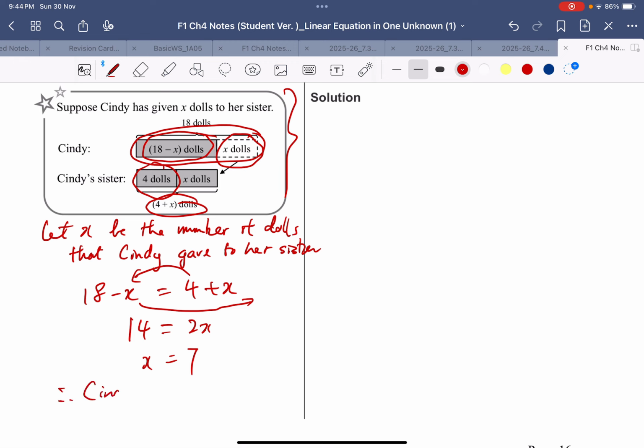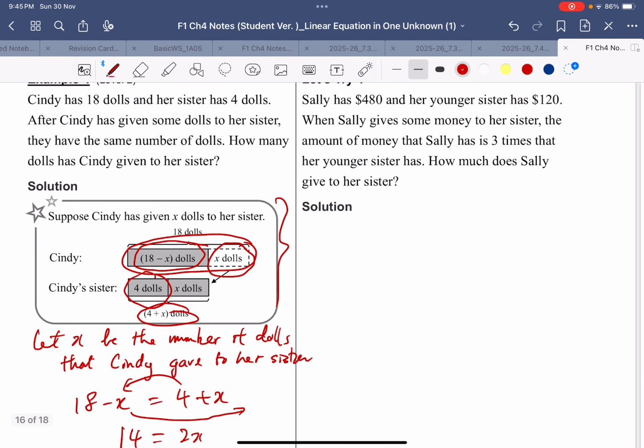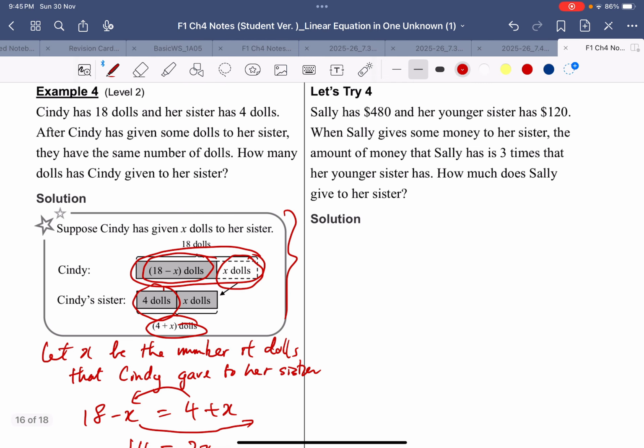So Cindy has given 7 doors to her sister. Okay. And then a similar question here. You try it.